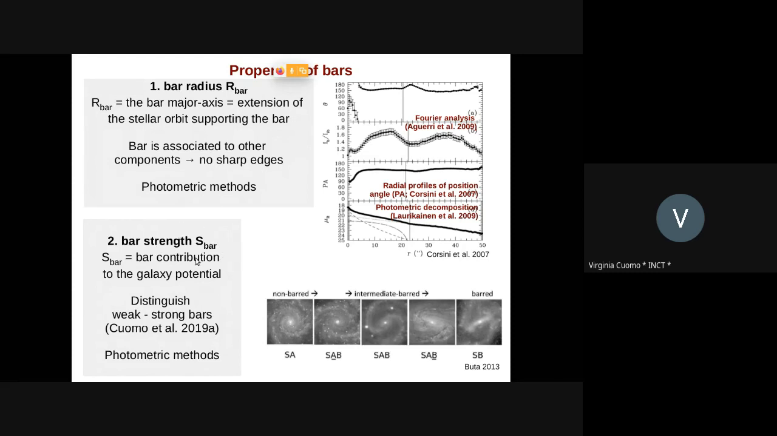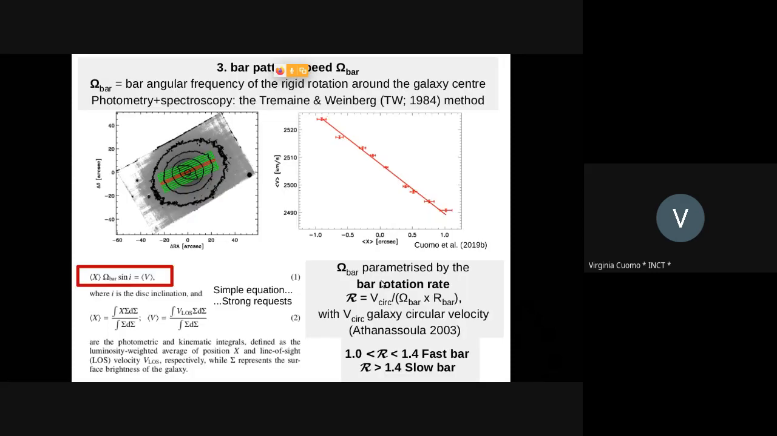The bar strength measures the contribution given by the bar to the galaxy potential, and it is very useful because it allows, for example, to distinguish a strongly barred galaxy from a weakly barred galaxy. But maybe the most interesting and important property of a bar is the bar pattern speed, which is the angular frequency of the bar rotation around the center of the galaxy.